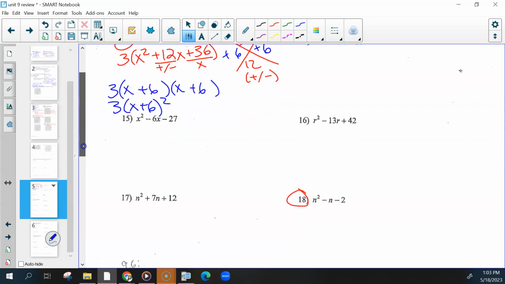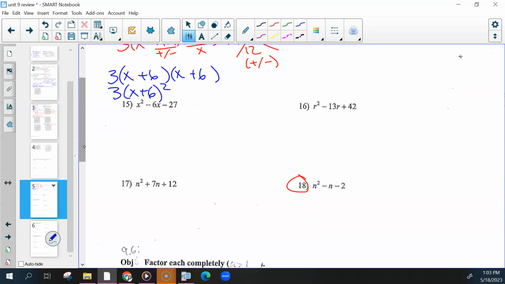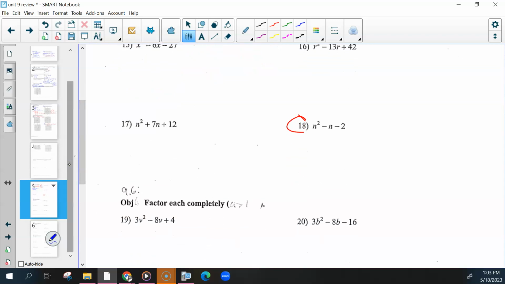18. Is there something we can divide out of all 3? For 18, 1 works, but that wouldn't change anything. So then we're looking for 2 numbers that multiply to be -2, that add or subtract to be -1.